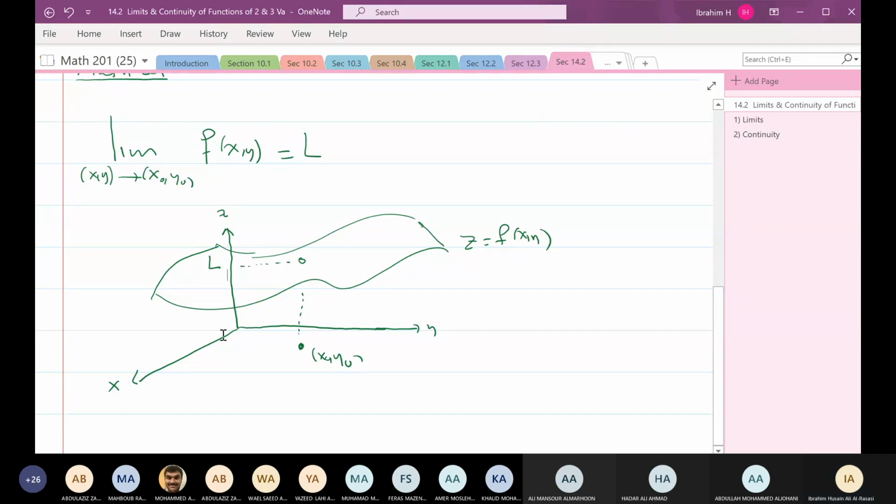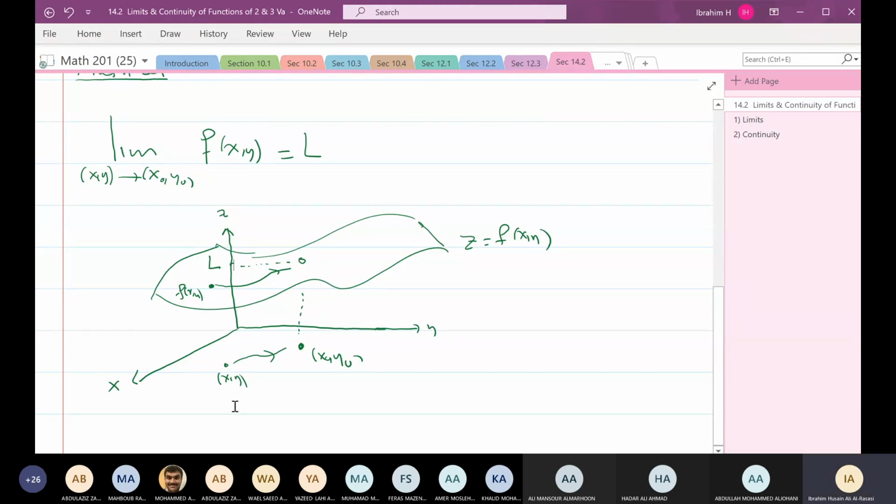Now as you approach this point in the floor, remember your domain is the floor. You are moving in the domain, which is the floor. For example, if I take a general point (x, y) and I am approaching (x0, y0), this is the corresponding point on the surface. Then this will approach, and hence z will approach L.